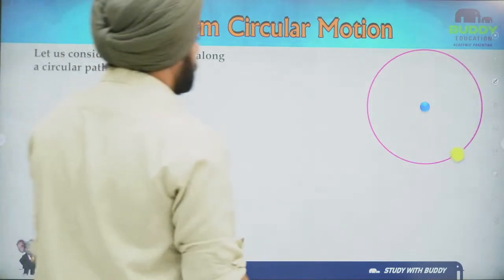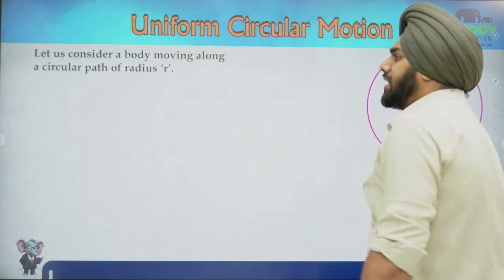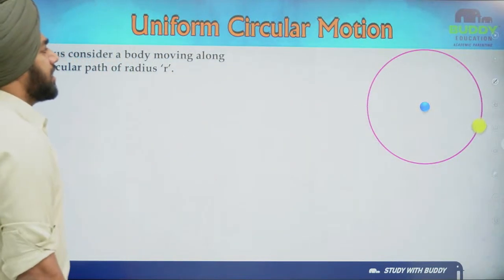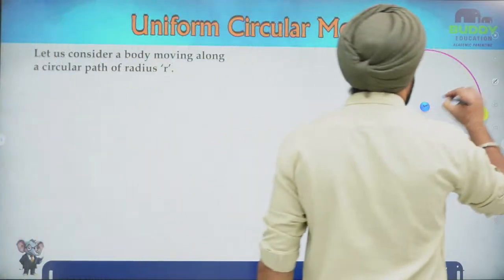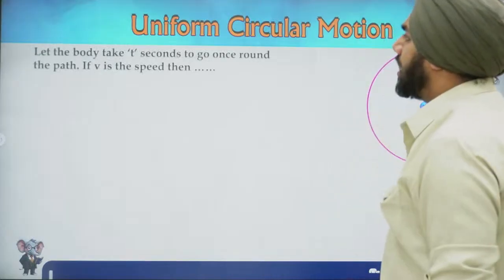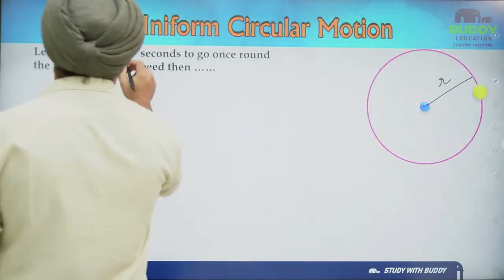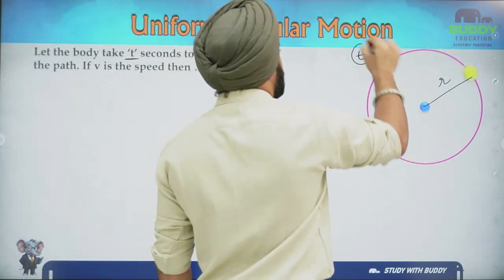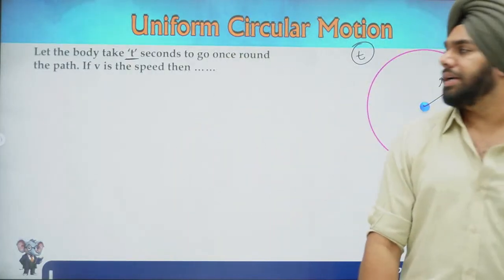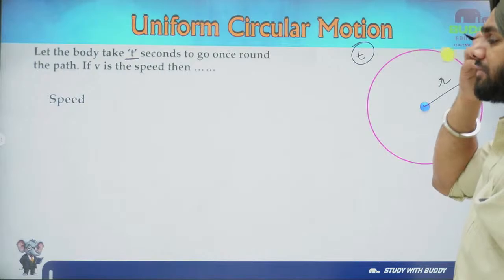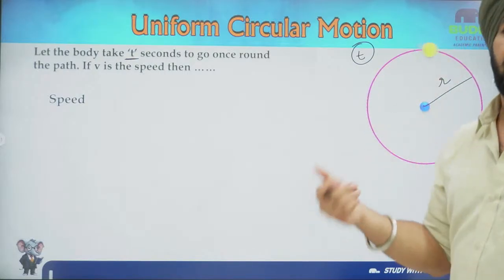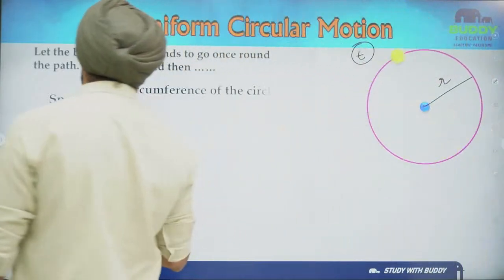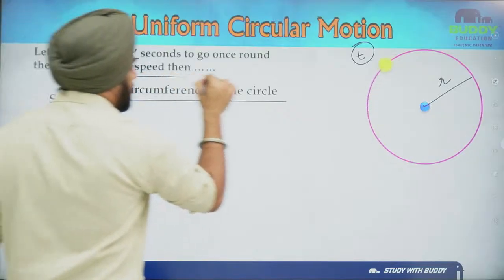Now, if I need to find out the speed, what is the circumference here? If the radius is r, and the body takes t seconds, the total time taken by the particle to complete one round is t seconds. If v is the speed, why are we finding the speed? Because we cannot mention the velocity, because it is continuously changing. So speed is what? Distance upon time. Here distance is the circumference of the circle.